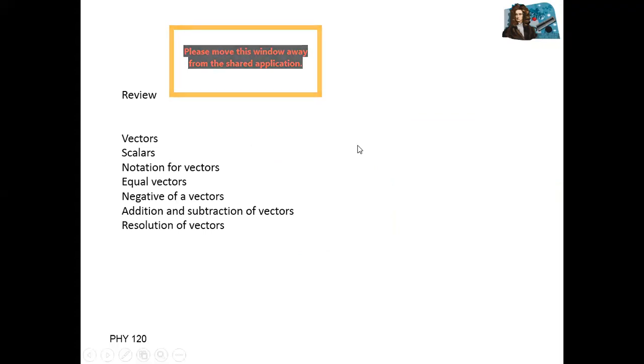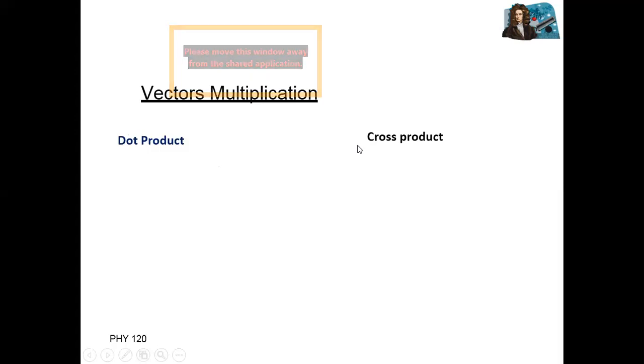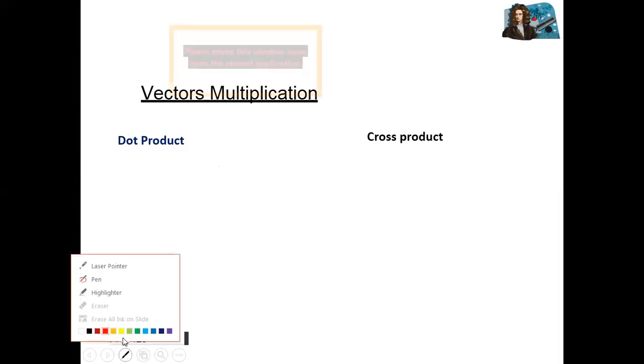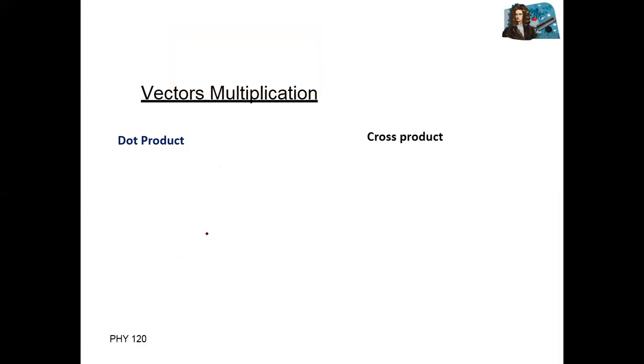What we have today is multiplication of vectors, how we can multiply vectors. There are two types of multiplication of vectors. One is called dot product, or you can say scalar multiplication. The second one is cross product, or vector product, or vector multiplication. Why is dot product a scalar and why is cross product a vector?